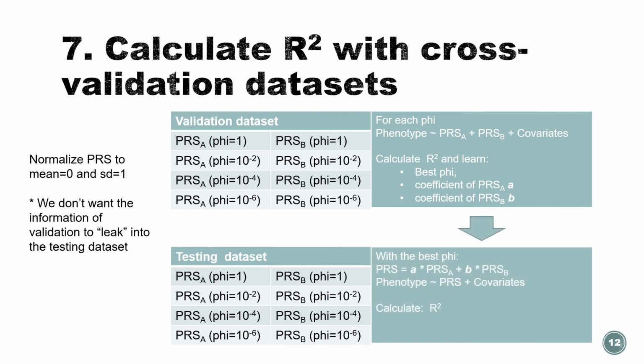Then in the testing data, you calculate the final result. With the knowledge of the best phi and the coefficient of the two PRS, you choose the PRS under that best phi and combine them with the learned coefficients. Then you use the combination of the PRS to calculate the R-squared. This will be your final result.